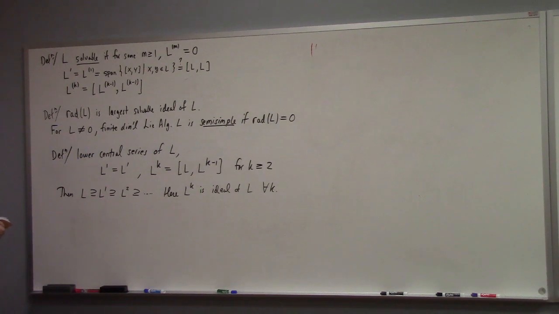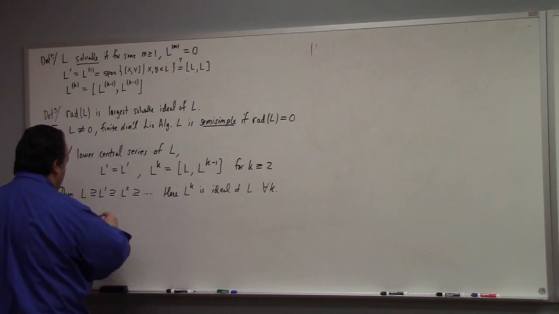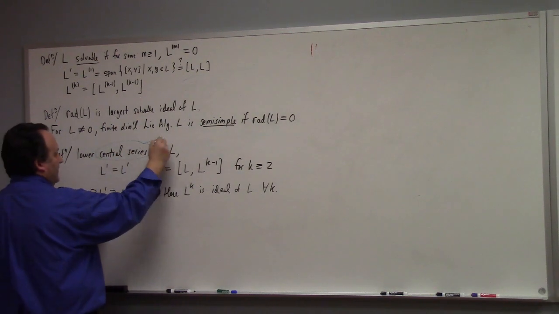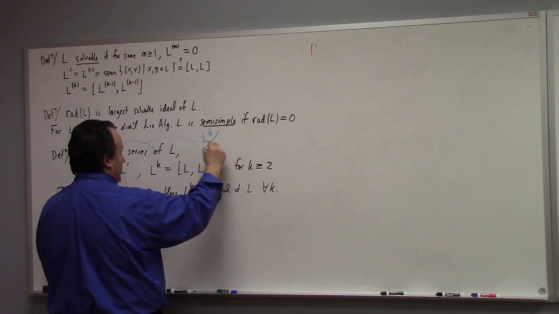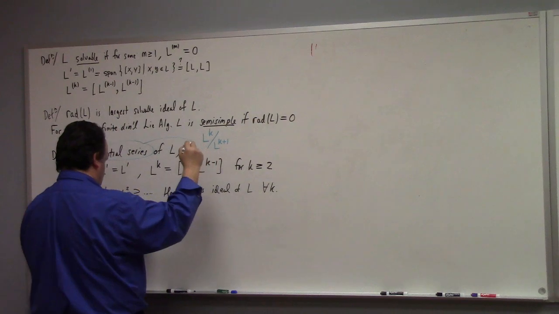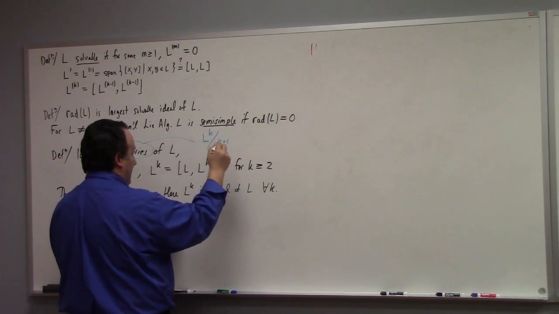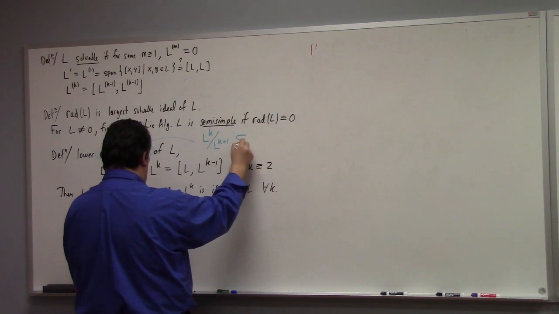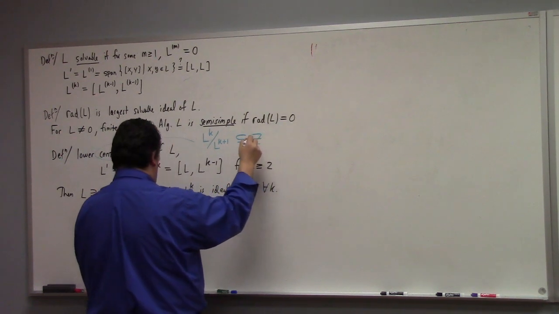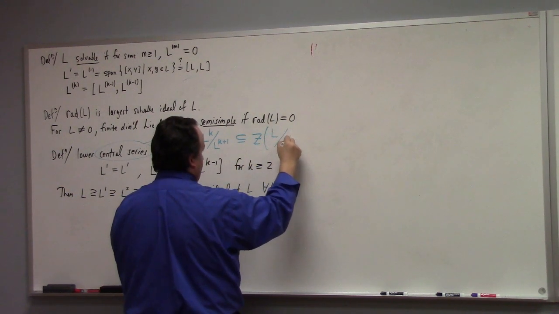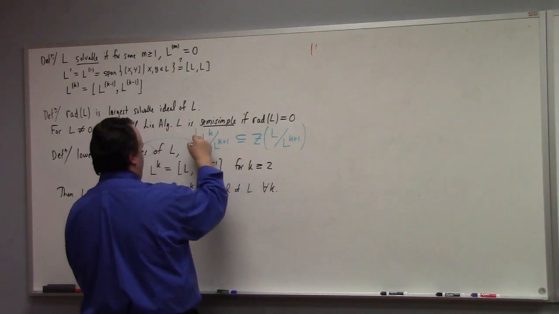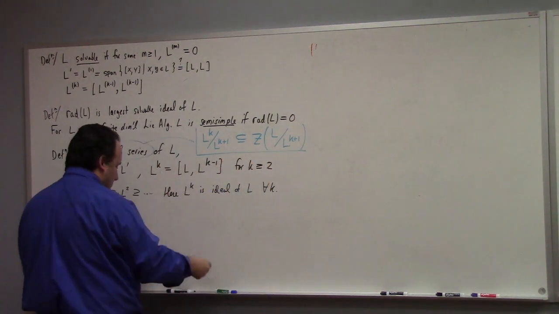And he says the reason for the name central series is that you can prove that the quotient of LK by LK plus 1 is contained in the center of the quotient of L by LK plus 1. All right.